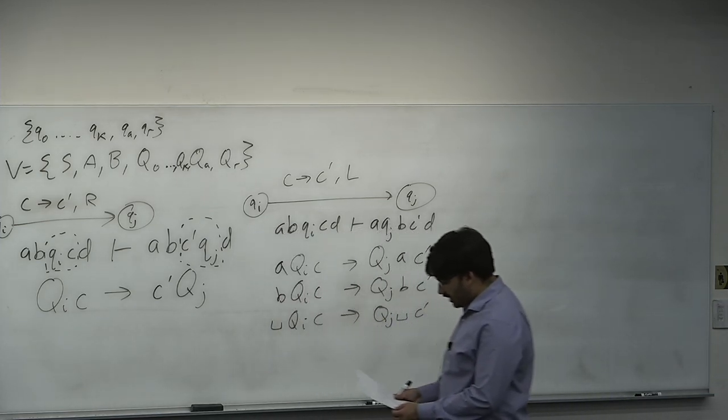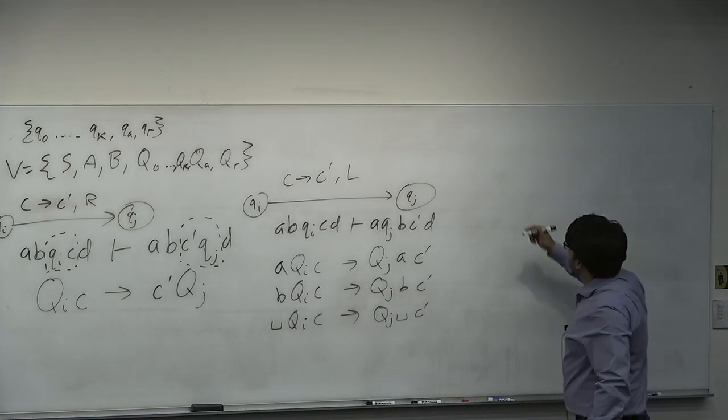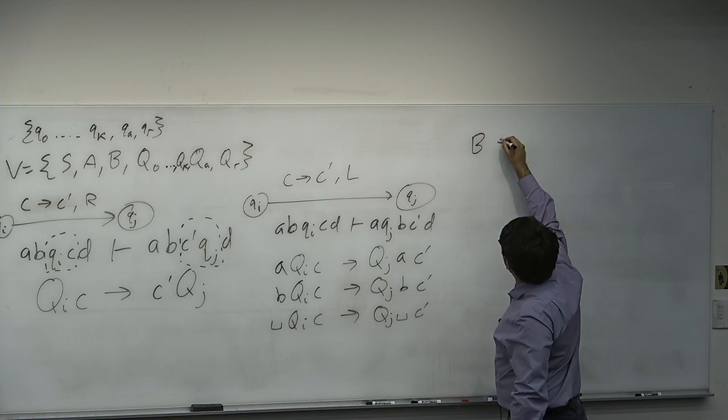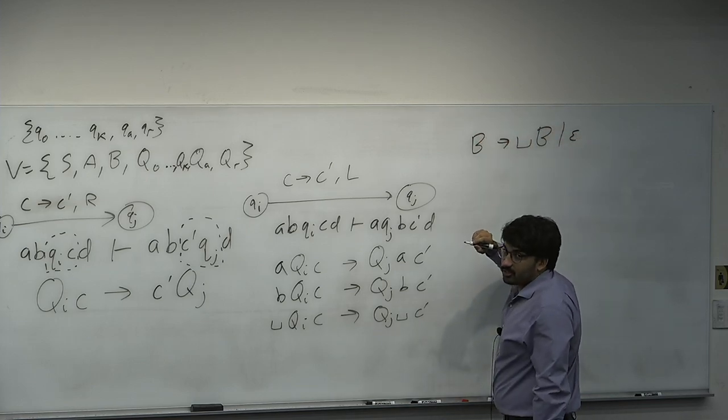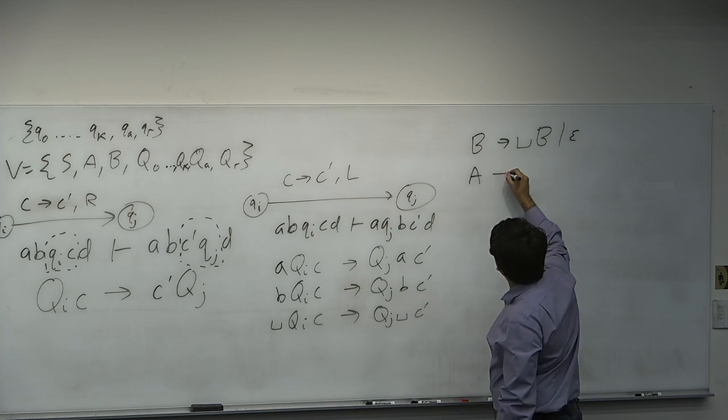Okay, here's how the setup is going to work. What we're going to do is have the non-terminal B produce for us an arbitrary amount of blanks. We'll have the non-terminal A produce for us sigma star.